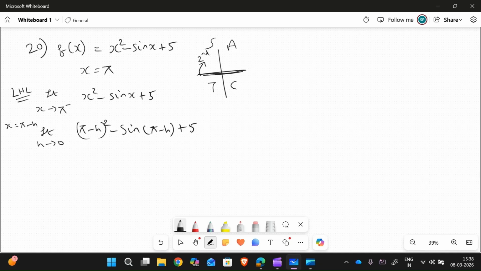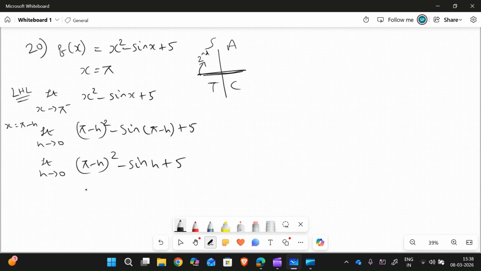A is TC, all silver teacups. S is sine. So sine is positive. Now output is sine theta only. Okay. So it will be pi minus h the whole square. Sine pi minus h is sine h only. Sine h plus 5. Okay.